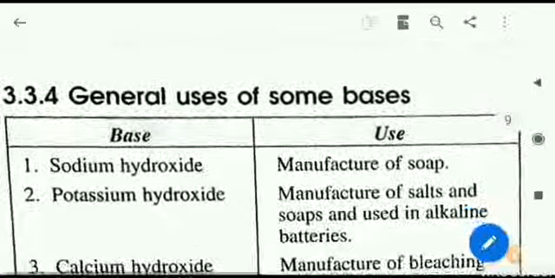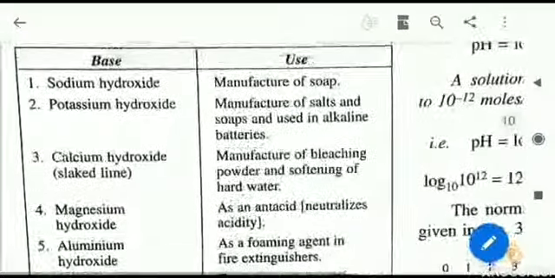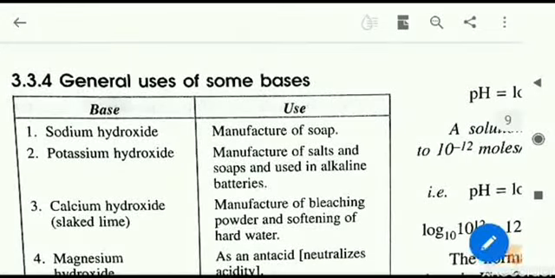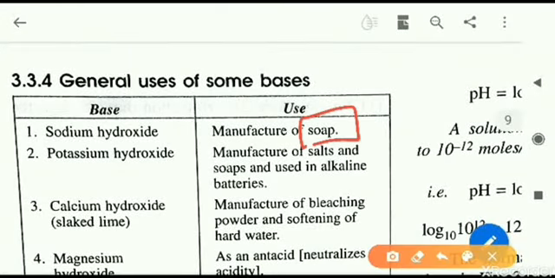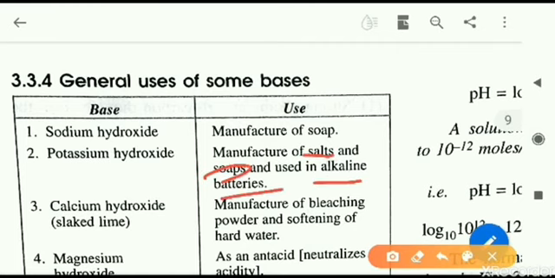Let us now come to the general uses of some bases. Some bases are given. All these you have to remember. You have to learn this table. First is sodium hydroxide, which has a common use: different types of soaps can be manufactured using sodium hydroxide. It is also called caustic soda. Next one is potassium hydroxide, KOH, common name caustic potash. It is also used in soaps, but its major use is in alkaline batteries, different kinds of batteries, like the rechargeable batteries, battery cells, which can contain potassium hydroxide.